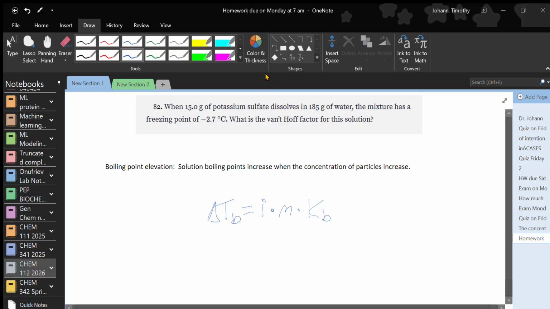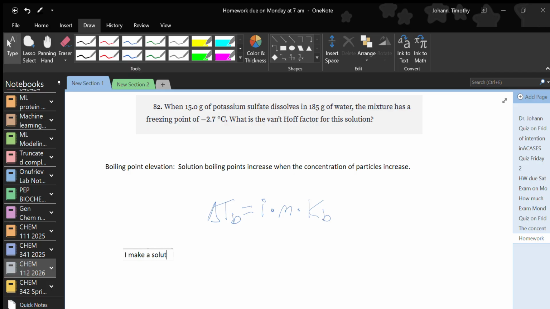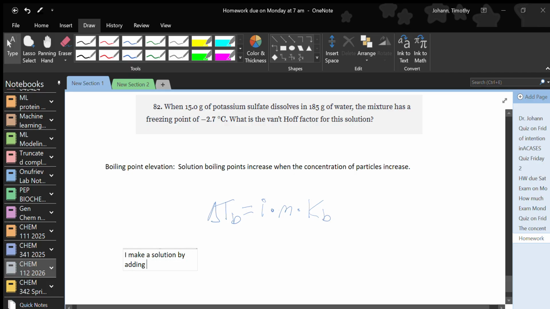We don't have a lot of time. I'm going to make up a problem. I don't like these problems where the temperature doesn't change much, okay? So I make a solution by adding, I was going to do a fudgy solution by adding sugar, but let's do something where we actually have a Van't Hoff factor where things break up. So I make a solution by adding sodium chloride.